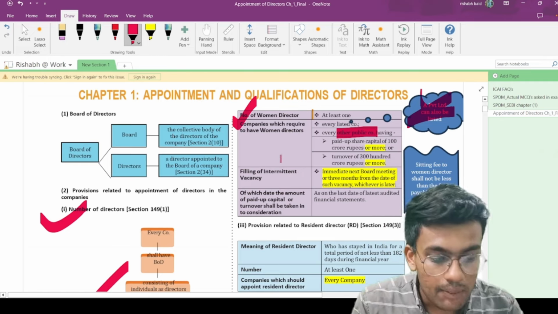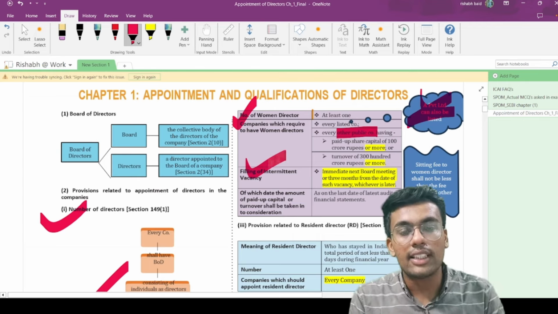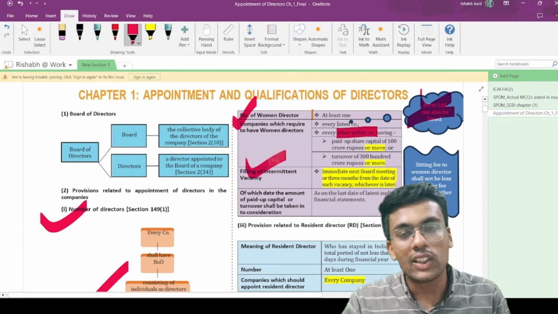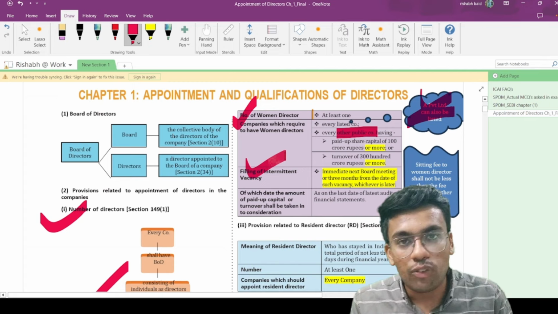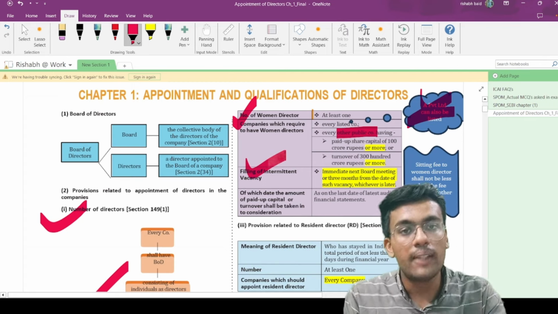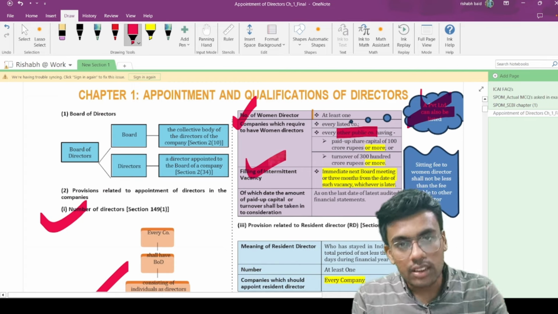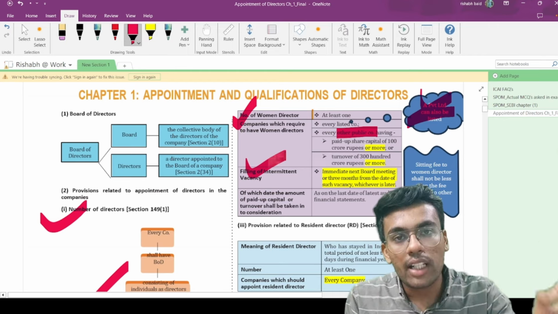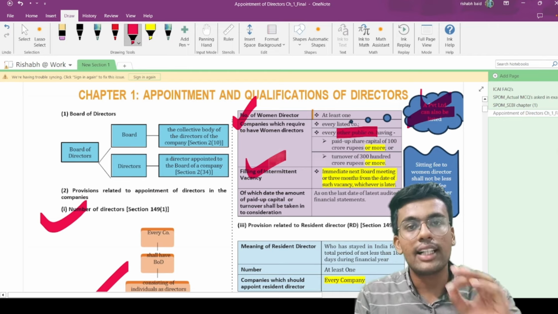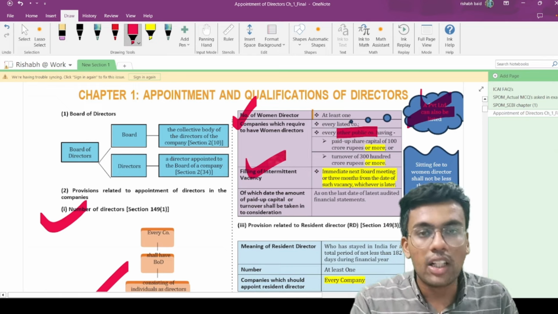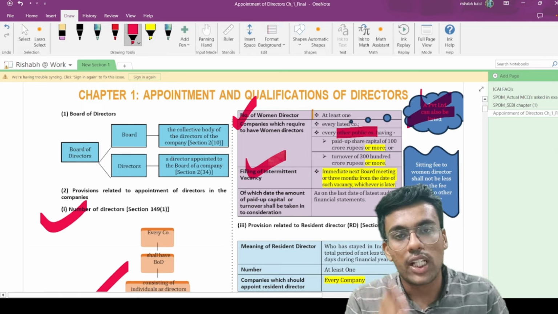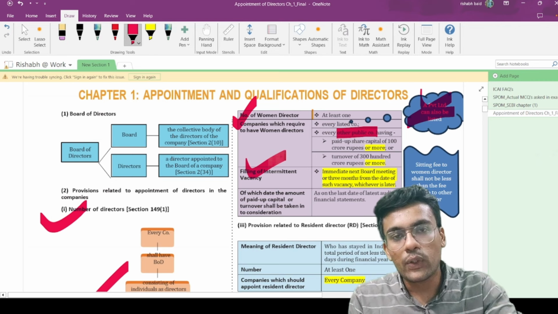Now the next provision talks about filling of intermittent vacancy. If a woman director resigns or dies or anything happens, and there is a vacancy of woman director, then that vacancy is to be filled within 3 months from the date of such vacancy or the next board meeting, whichever is later. Let's say a woman director left the company on 21st of July. Now the 3 months you should count from 21st of July.